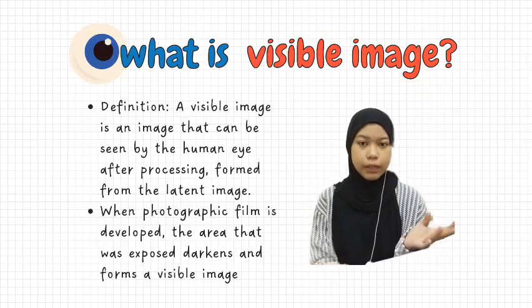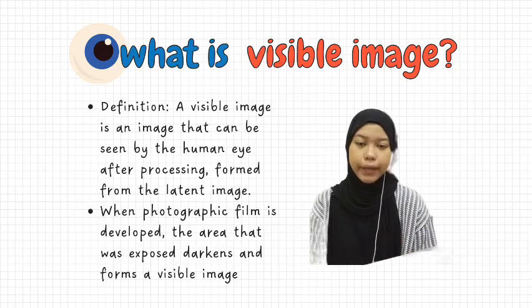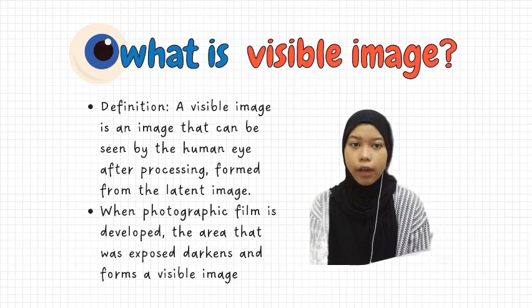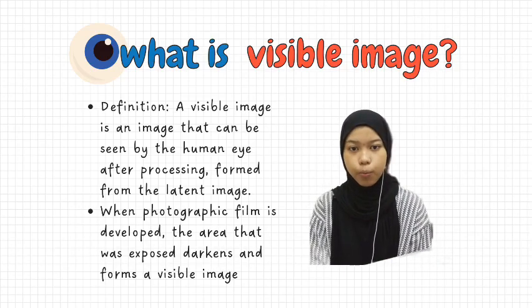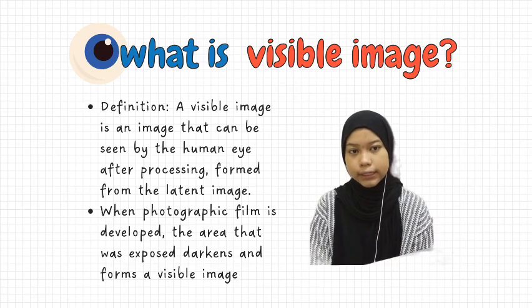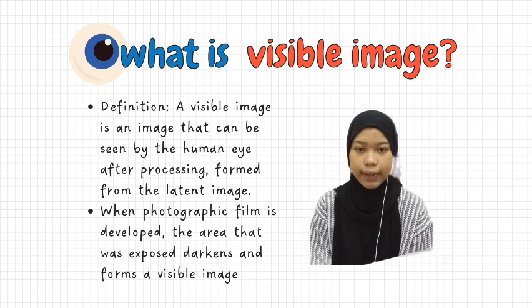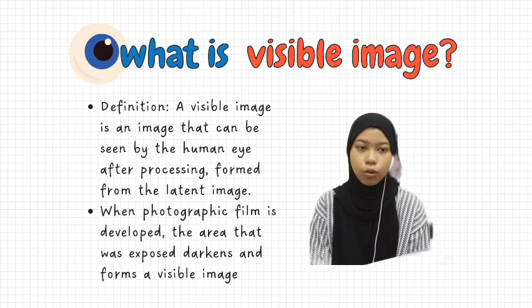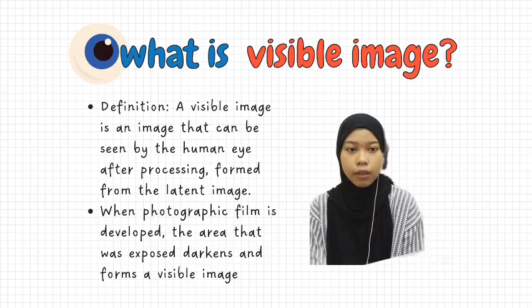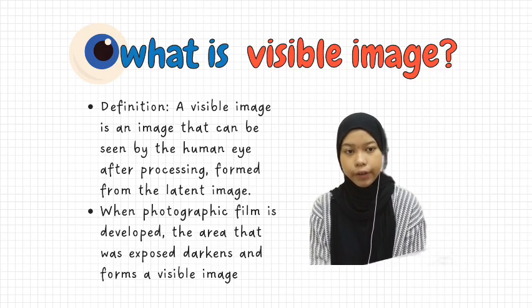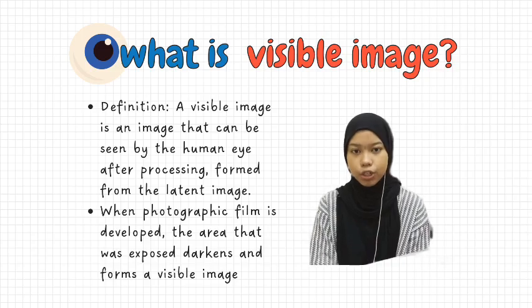What about a visible image? By the definition, it means an image that can be seen by human eye after processing, formed from the latent image. When a photographic film is developed, the area that was exposed darkened and formed a visible image.